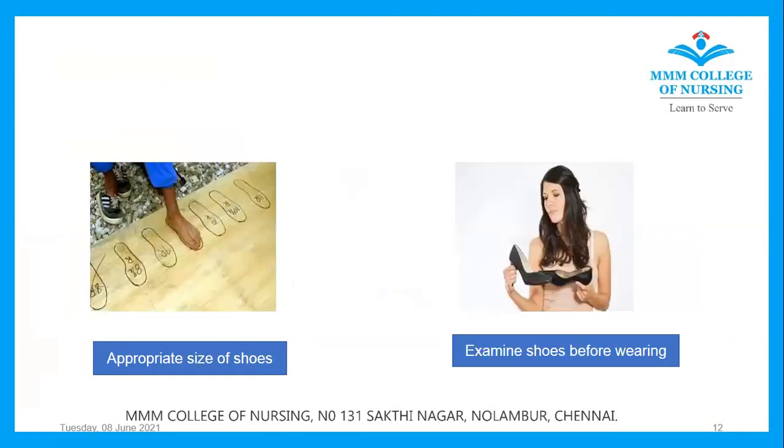Then appropriate size of shoes is very essential. Too tight or too loose shoes can cause injuries to the skin. That way they may develop diabetic foot. So selection of the appropriate size of shoe is essential. And whenever they are going to wear the shoes, they have to examine the shoes carefully and check for the presence of any nails or insects. As they have reduced sensation, once they are wearing the shoes, they cannot identify their presence. So before wearing itself, they have to check.